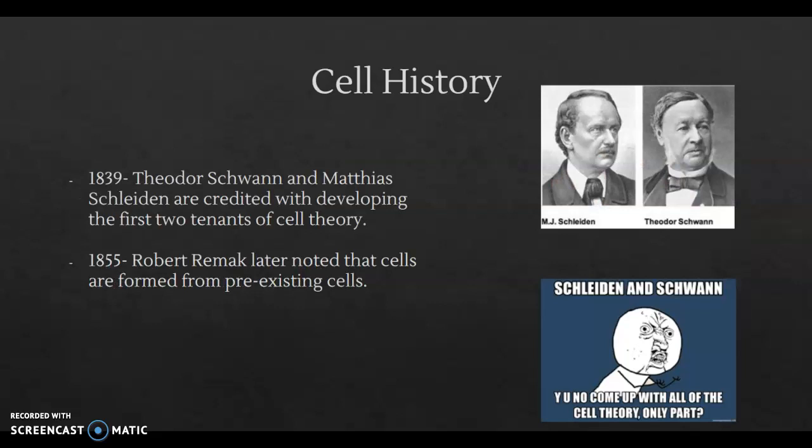And then Theodor Schwann and Matthias Schleiden are credited with developing the first two tenets of cell theory. It wasn't until later that Robert Remak noted the third section, which is that all cells are formed from pre-existing cells. This third tenet was the most controversial because a lot of people thought that cells self-generated. That was a very common belief, and now we know that to be false and that cells come from other pre-existing cells.